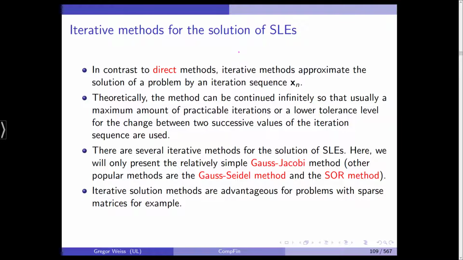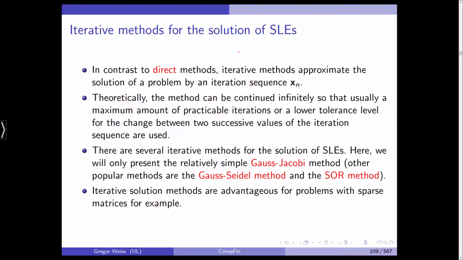Now, theoretically, the method could be continued infinitely, so usually we have a maximum number of practicable iterations, a maximum number of calculations we want to make, and a tolerance level for the change between two successive values. So there must be a stopping condition when we want to stop this iterative procedure. For solving systems of linear equations, we have a number of methods at our disposal. Here, I want to concentrate on the relatively simple Gauss-Jacobi method, and some other examples for iterative methods are Gauss-Seidel or the SOR method.